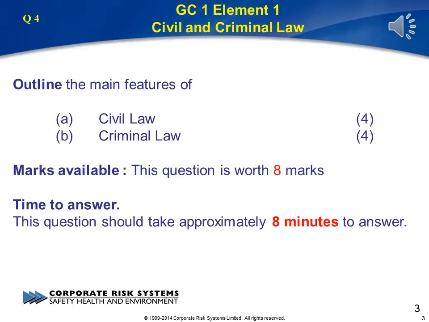This question is taken from Element 1, 1.3, the legal framework for the regulation of health and safety, including sources and types of law. The question requires you to outline the main features of A. Civil law, B. Criminal law. You have 8 minutes to answer this question, and your time starts now.